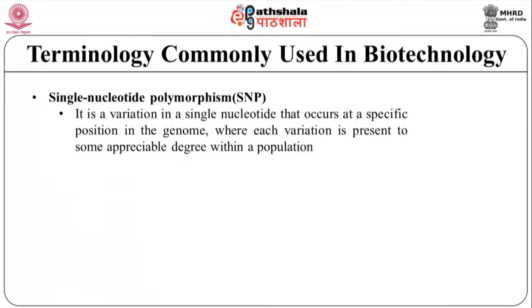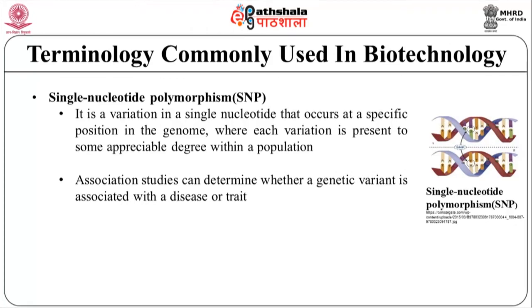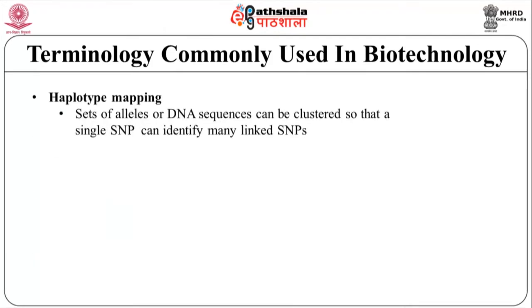A single nucleotide polymorphism, often abbreviated to SNP, is a variation in a single nucleotide that occurs at a specific position in the genome, where each variation is present to some appreciable degree within a population. Association studies can determine whether a genetic variant is associated with a disease or trait. Tag SNPs are useful in whole genome SNP association studies, in which hundreds of thousands of SNPs across the entire genome are genotyped.